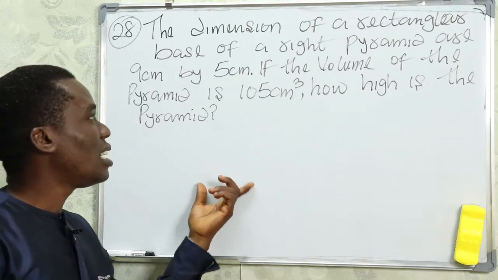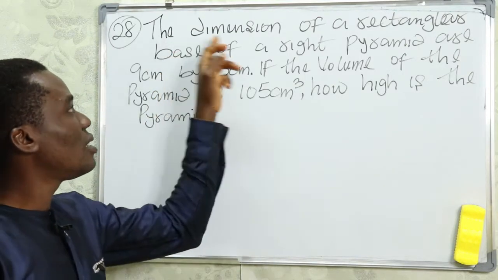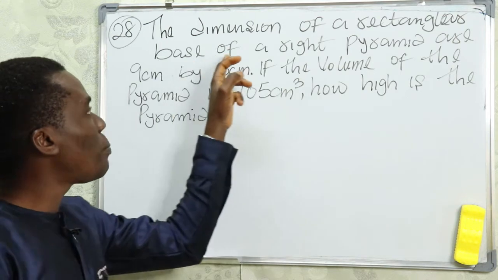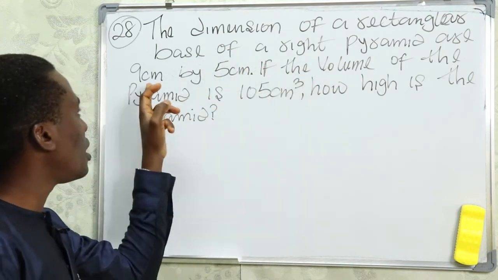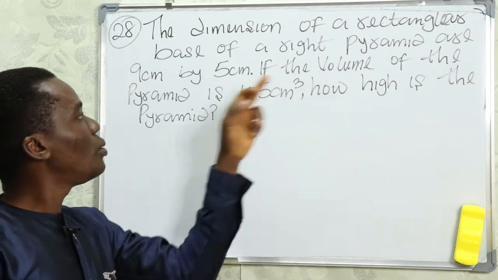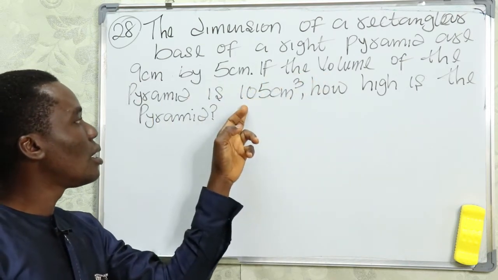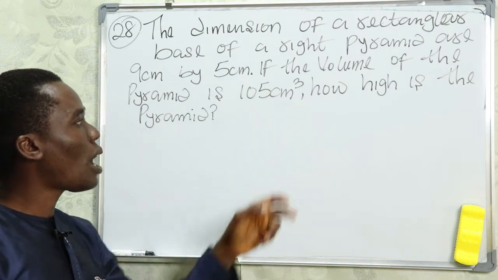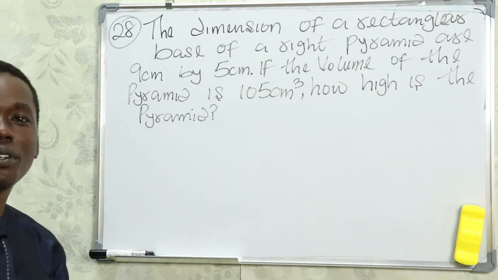Question number 28 says the dimensions of a rectangular base of a right pyramid are 9 cm by 5 cm. If the volume of the pyramid is 105 cm cube, how high is the pyramid?